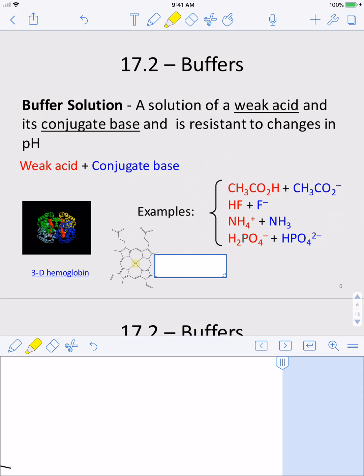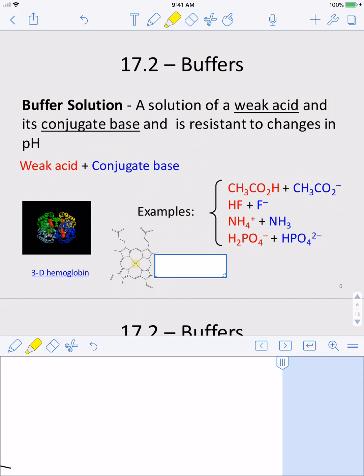So if the body system was not buffered at physiological pH, you'd have oxygen popping on and off every time it encountered an acid. And so blood is buffered, and many protein reactions happen in buffered solutions because the pH has to be tightly controlled. Okay, so this is sort of the motivation for why we need buffers.